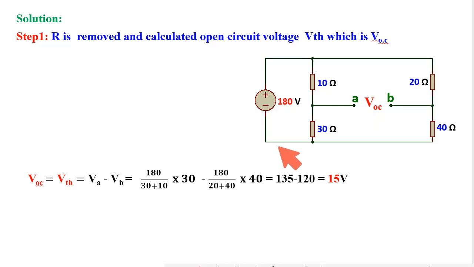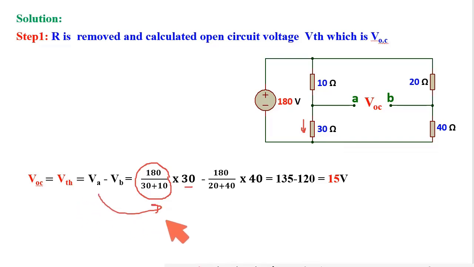Now what is VA? As this is ground, VA is the potential at this point A, that is the voltage drop across this 30 ohm resistance. How to find the voltage drop across this 30 ohm resistance? It is the multiplication of this 30 ohm and the current flowing through this 30 ohm. So what is the current? This current is produced due to this source. So this current will be equal to this source 180 divided by the full path resistance, that is 180 divided by 10 plus 30. That multiplied by 30 ohm is the potential across this 30 ohm resistance, which is VA.